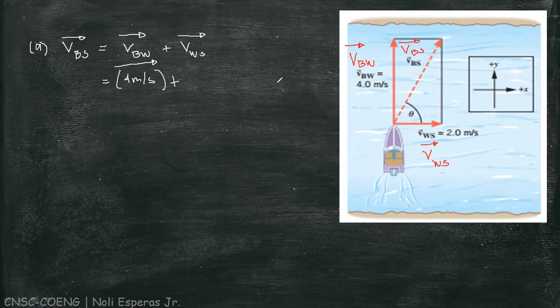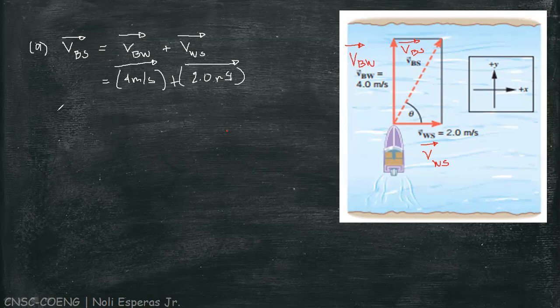And for the velocity of the water relative to the shore is 2 meters per second. So the operation of this is vectorial, okay, not algebraic. We're not going to just add these because we are dealing with vectors. Velocities are vectors. Therefore, we have to solve for the x component and y component.